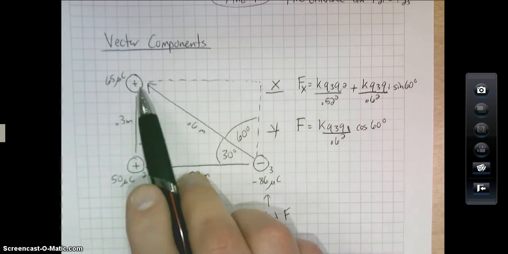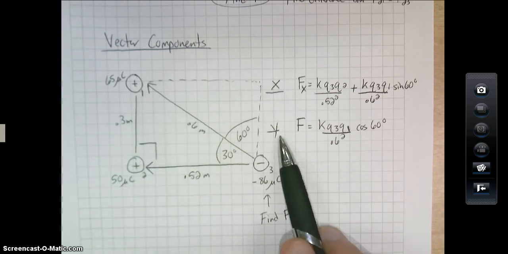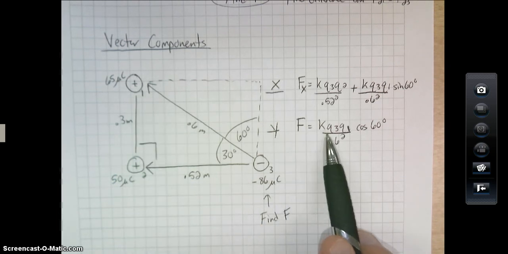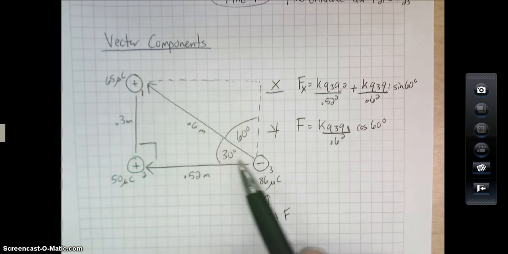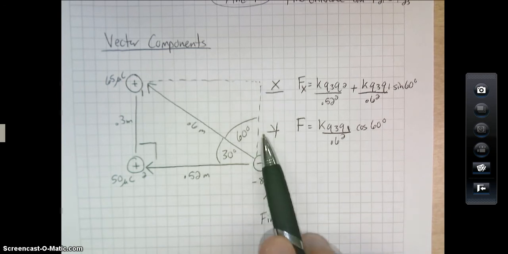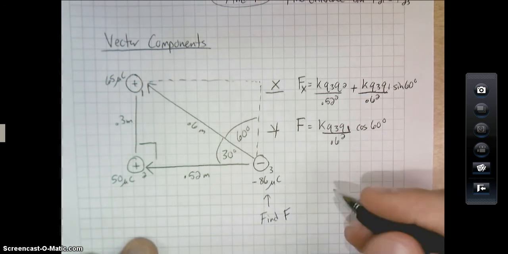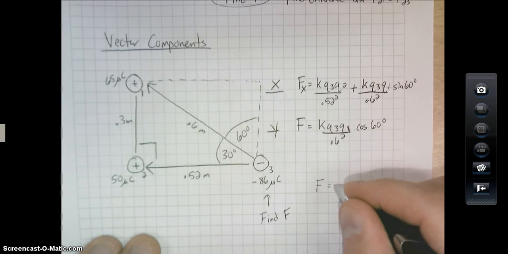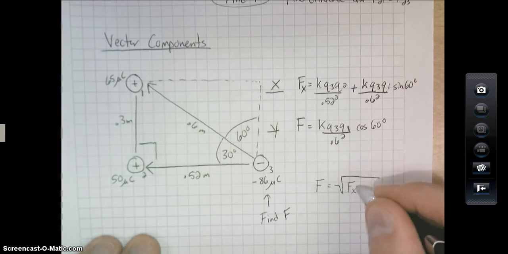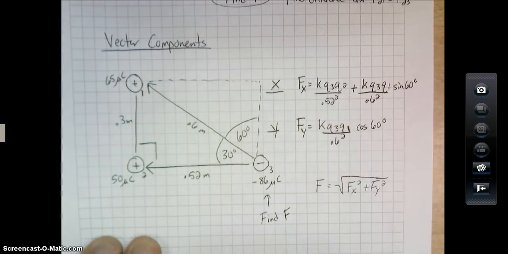In the y, it's only attracted vertically by this one right here, because along this one it's all along the x-axis. So to solve for that one, again, k Q3 Q1 divided by 0.6 squared, that's the distance between them. And I'm going to take the cosine of 60 because that gives me the vertical component. Once you have those two forces, the total force would have to be the square root of Fx squared plus Fy squared from whatever answers we get over here. So that's where it can get a bit more tricky.